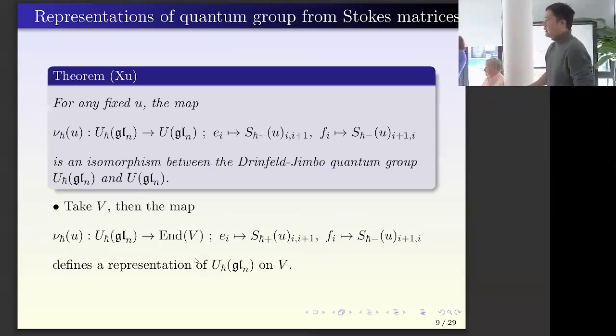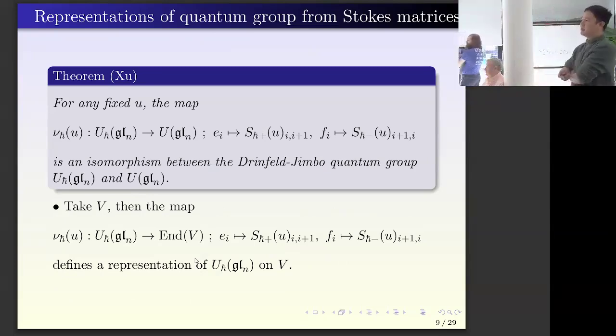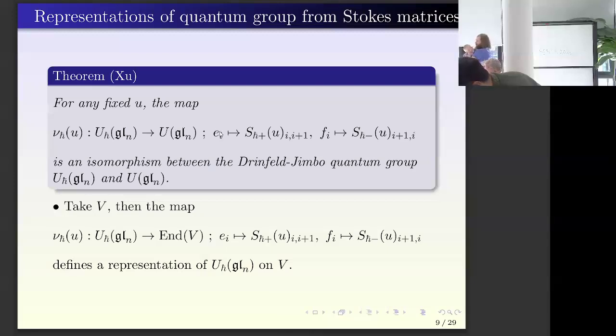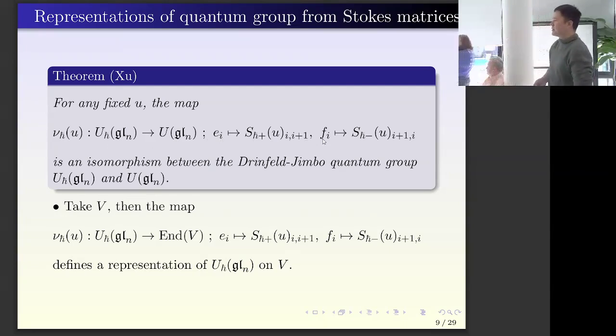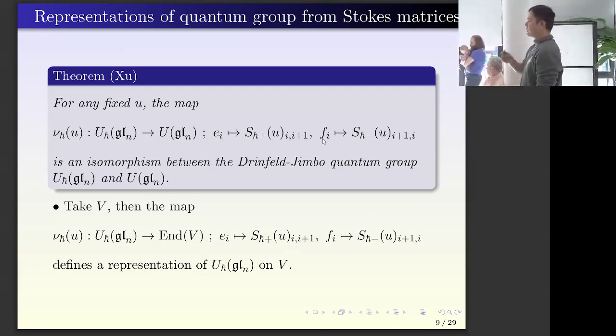But in any case, there is a classical theory of ODEs that allows you to take Stokes matrices out of this equation. And my first theorem says that these Stokes matrices can realize quantum groups. So for any fixed regular semisimple U, the following map is an isomorphism between the Drinfeld-Jimbo quantum group and the undeformed UGLn. Here I will not define the quantum group very precisely, but it indeed appears in my second part talk. For those who have never seen a quantum group, it is just an algebra generated by certain generators, E_i, F_i, the Chevalley generators. And this theorem says that the map associating the subdiagonal entries of quantum Stokes matrices to the Chevalley generators is an isomorphism.